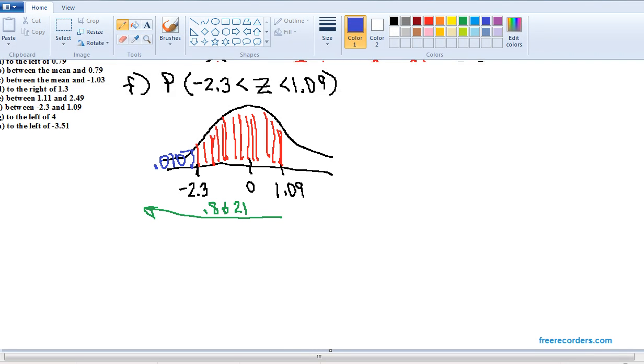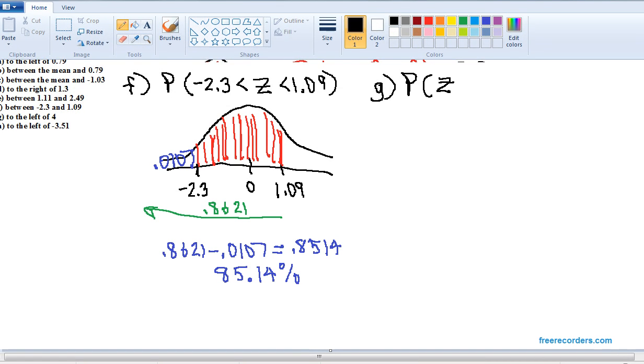What do? We subtract. So it's going to be 0.8621 minus 0.0107. The probability is 0.8514. It asked for a percentage, so we're going to answer with 85.14%. Part G.